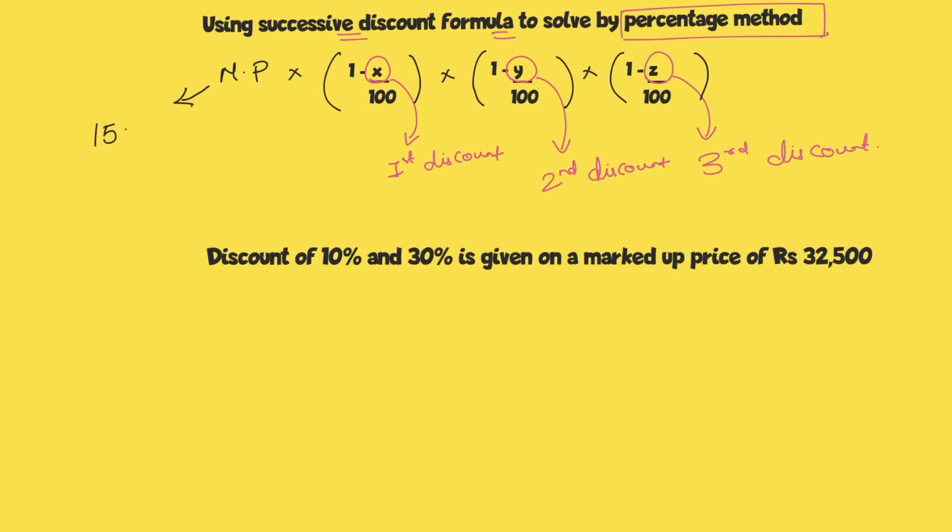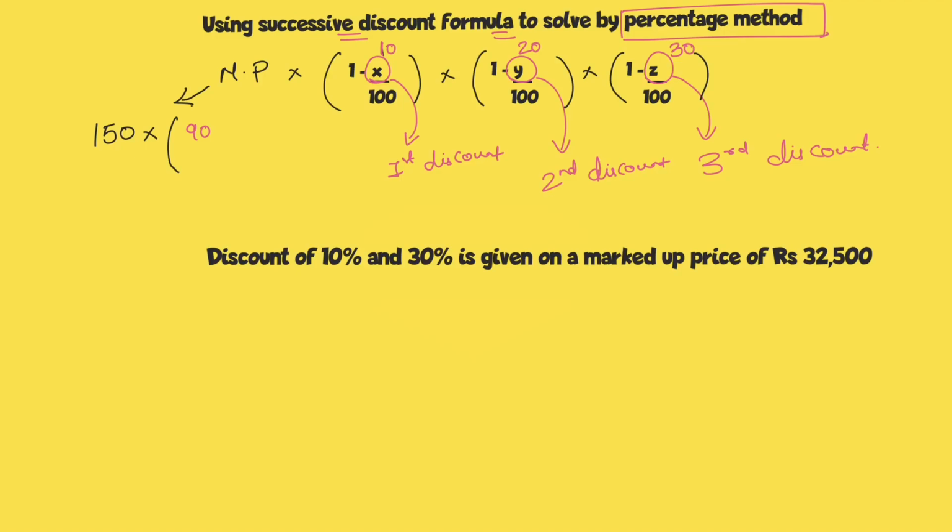So let's just apply this to the previous problem that we solved. We took the mark price as 150, so let's write the mark price as 150. Then we took the three successive discounts of 10, 20 and 30. So let X be 10, Y be 20, Z be 30. Three successive discounts, first, second and third. Let's substitute this in the formula.